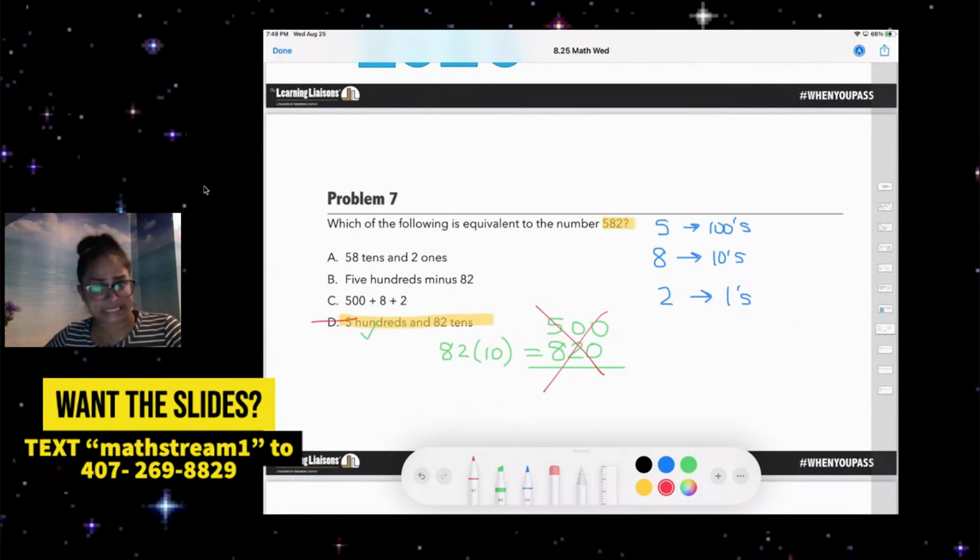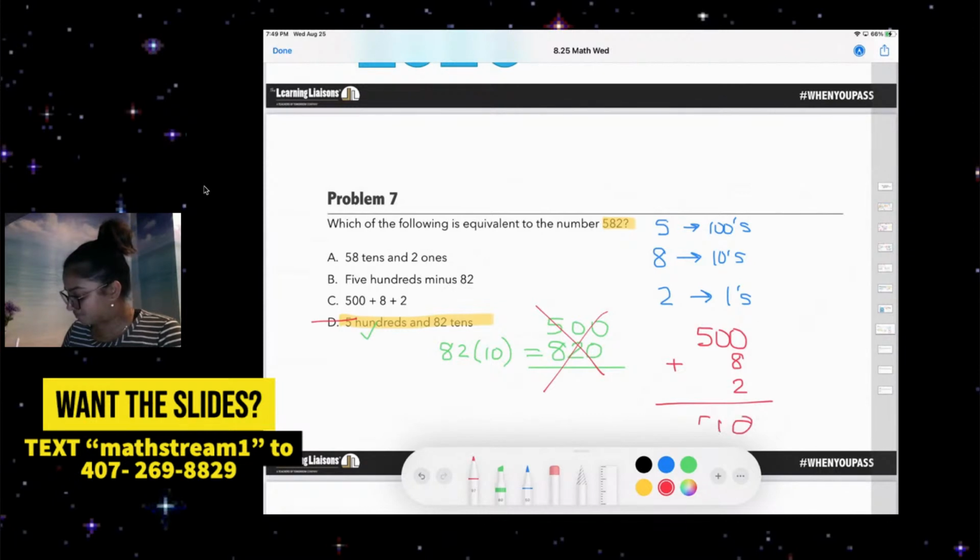Let's look at C. Looks like an easy one. We have 500 plus 8 plus 2. You don't want to just look at it and say, oh, that's the answer. Let's actually work it out. 500 plus 8, which is a 1, it's in the ones place, and a 2, which is in the ones place. When I add that up, I get 510.